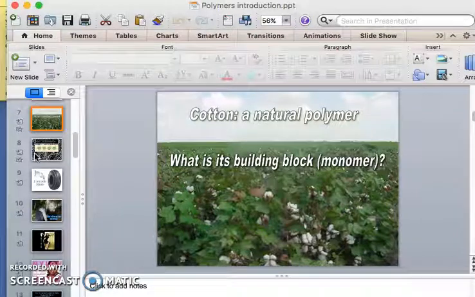So cotton, which is a natural polymer. Anyone knows what the building block of cotton is? If you break that molecule down into its simplest part, what is the part that is repeating itself? What is the simplest part that is repeating itself to give cotton? I'll give you some time to think about it.